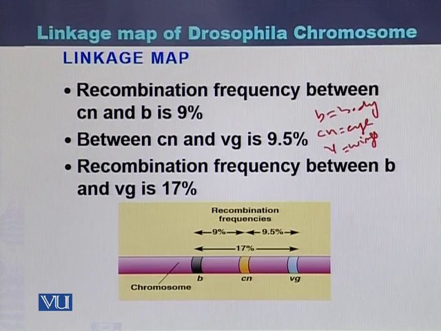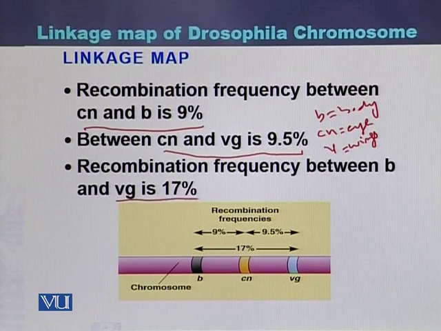The recombination frequency between the CN gene and B gene was 9%, while the frequency of recombination between CN gene and VG gene was 9.5%. On the other hand, the recombination frequency between B and VG gene was 17%. With the help of these three frequencies, the linkage map of the chromosome of Drosophila was constructed.